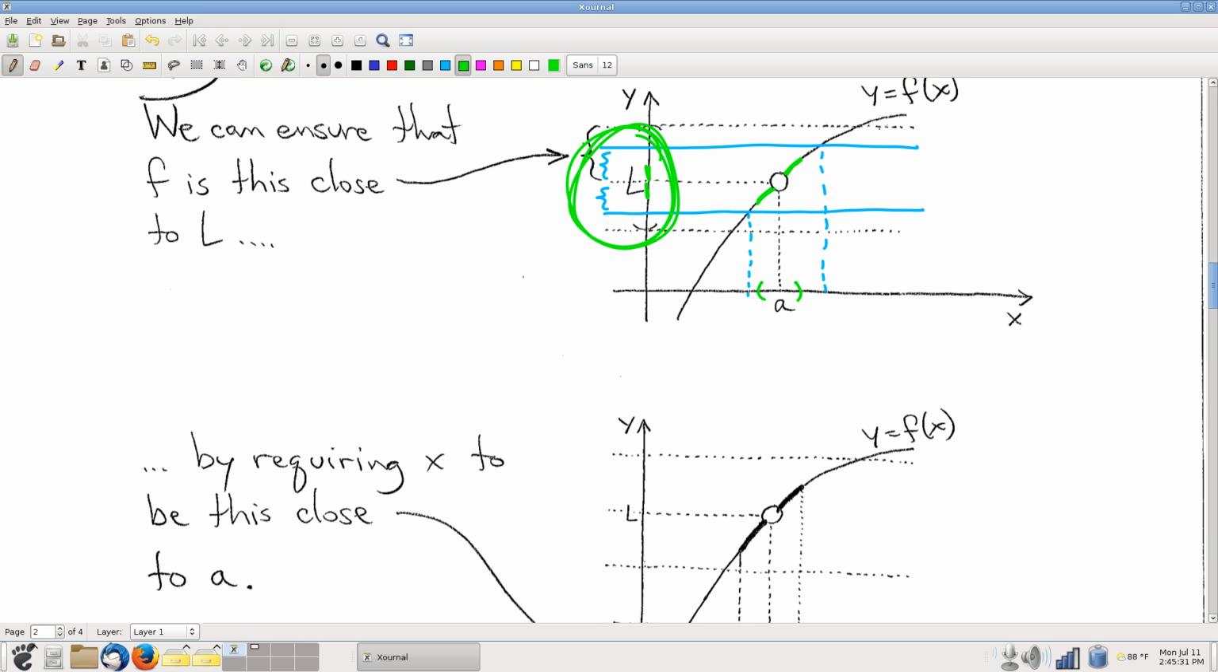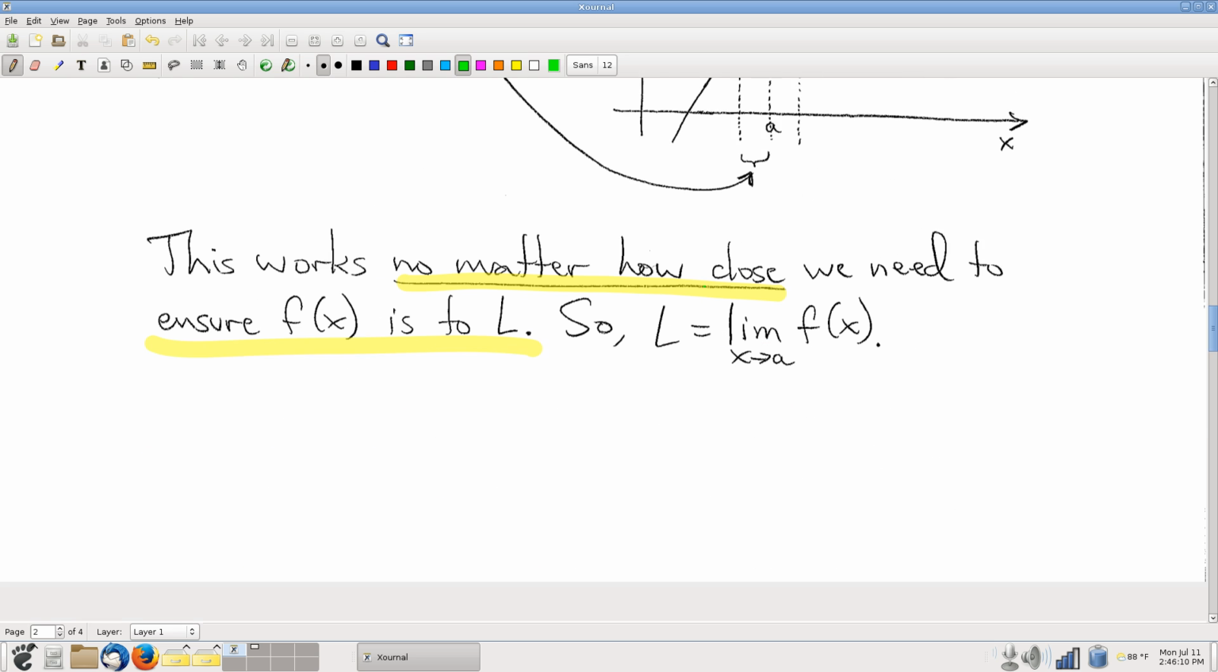So this is always going to work. You can see that no matter how small of a distance we require, no matter how close these lines get to each other, there's going to be some appropriately small interval around A that I can make that will make this work. Okay. So this is a way of being precise about what we mean by where is that hole? Where is it that I would fill in to make this seemingly continuous?